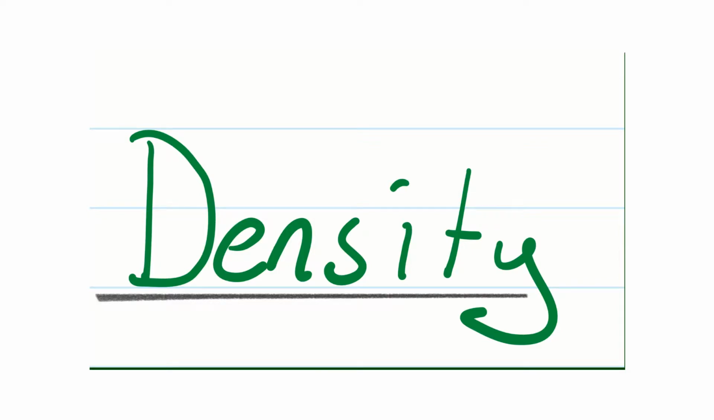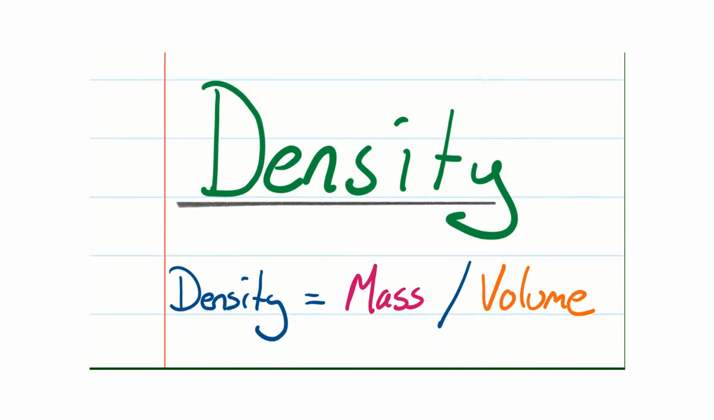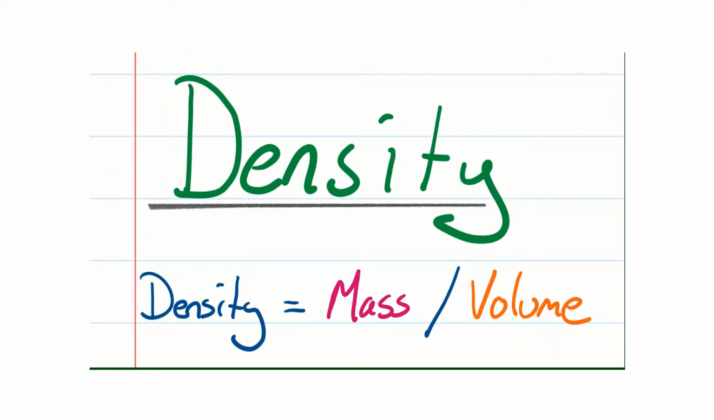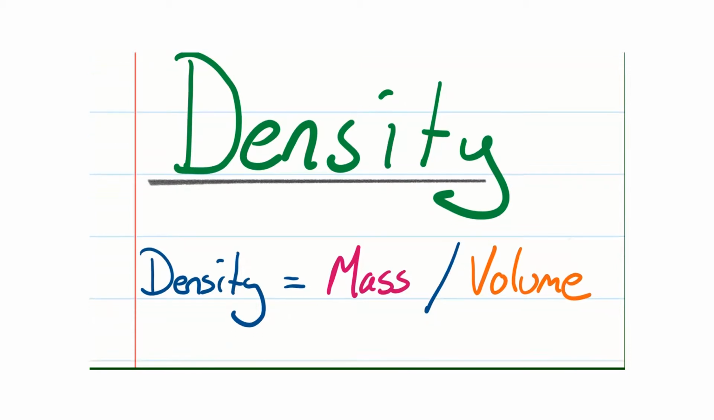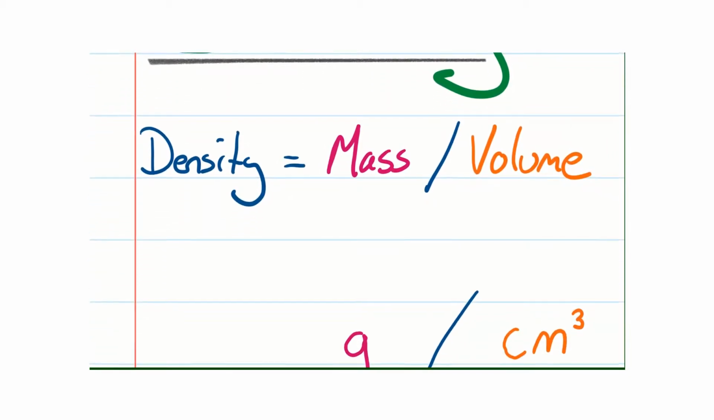This video is about calculating density. Now, if you're looking at this, you've probably seen it in class already. So you might know the idea that density is mass divided by volume. Remember that mass is measured in grams or kilograms, and volume is measured in cubic centimeters or occasionally cubic meters.